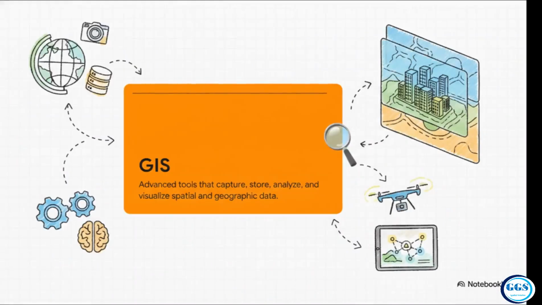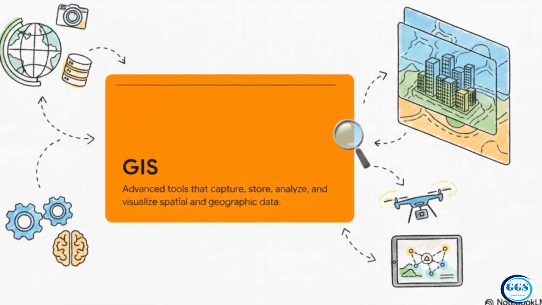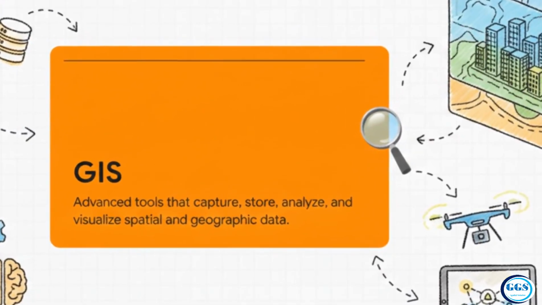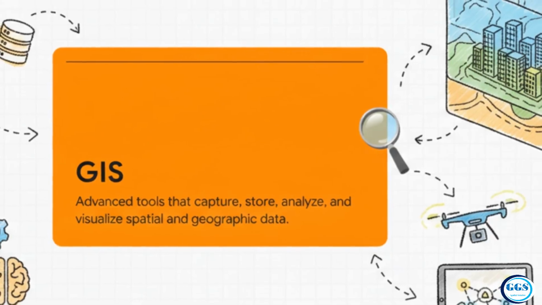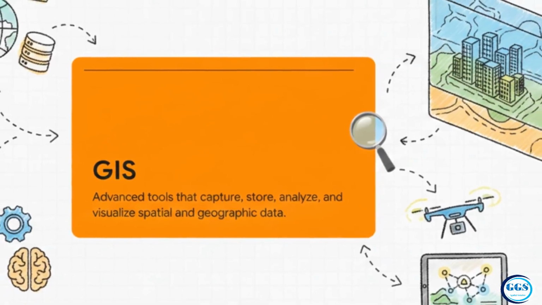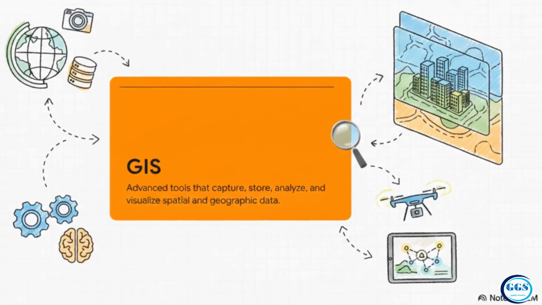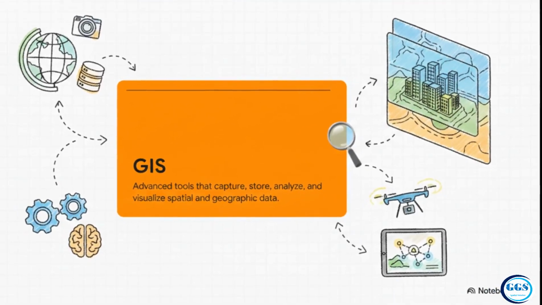Okay, let's dive right into this. We're talking about Geographic Information Systems, or GIS for short. At its core, GIS represents advanced tools that capture, store, analyze, and visualize spatial and geographic data. But you have to understand it's way more than just a digital map on your screen. It actually integrates all these diverse layers of data to analyze complex spatial relationships and patterns that would be nearly impossible to spot using traditional methods.